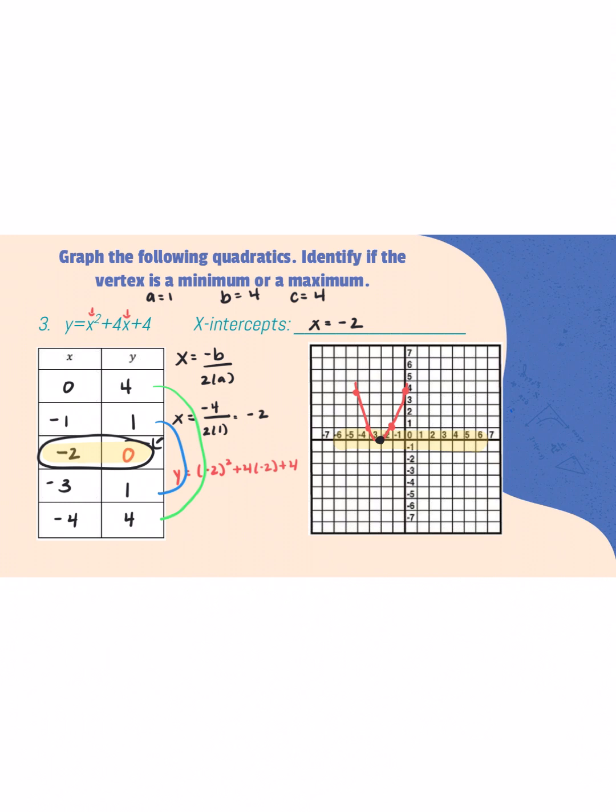And that's only one. Sometimes you might find that there's only one. Sometimes there's going to be none. Sometimes there's going to be two. You should never have more than two. So it's either going to be 0, 1, or 2.